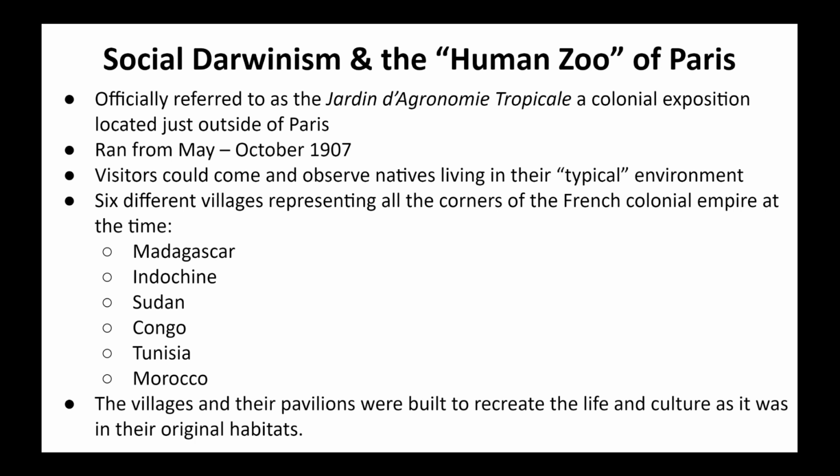If this doesn't drive in social Darwinism, I don't know what does. The fact that we put humans in basically cages or exhibits and just watch them as if they're gonna, like, I don't know, fight another lion or something is just totally not right. Okay, it's not a zoo. These are people. But people who believe in social Darwinism believe no, they're not really people. They're very savage people. Okay. The bottom point: the villages and their pavilions were built to recreate the life and culture as it was in their original habitats. Okay, really trying to make it as if they're animals, which is not true.